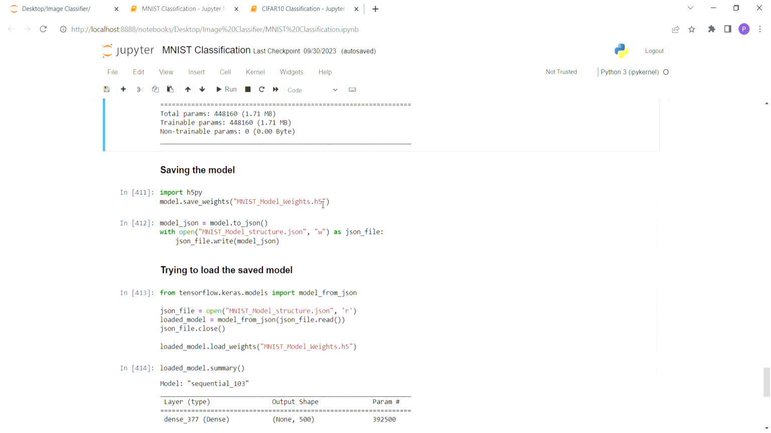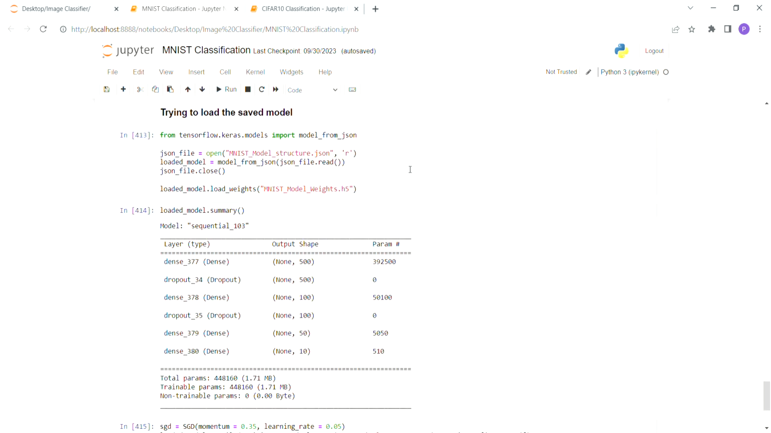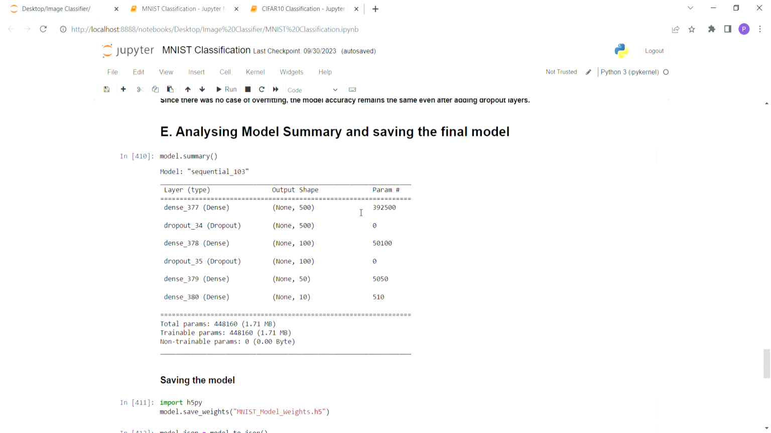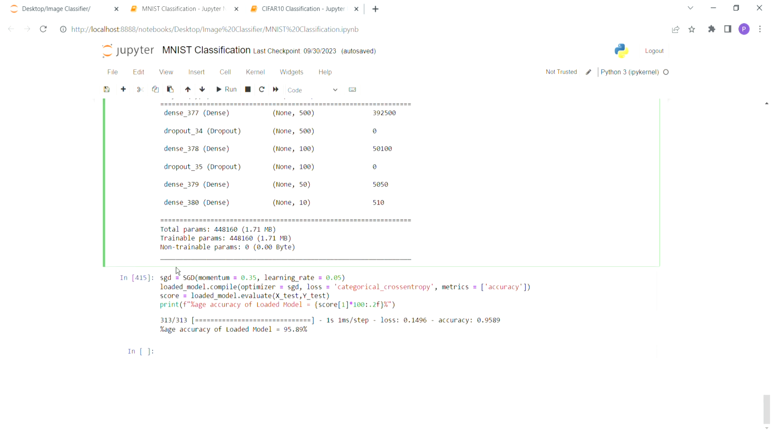We will be saving the model weights as a .h5 file, and the model structure, that is which layers we have added, as a JSON file. And we can see, in my local directory, here are the two saved models. Now we will just try to load the saved model, and looking at the summary, it is the same, that is we have loaded the correct model. And finally the accuracy of 95.89% has been achieved.